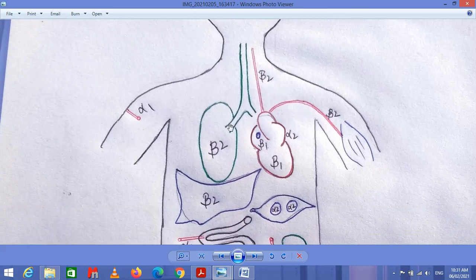Similarly, the beta 2 receptors are also present inside the lungs. The lung is mainly made up of alveoli and the pathways which provide airway to the alveoli. So the trachea, the bronchi, and bronchioles, as well as the alveoli, all of this airway contains the beta 2 receptors. During stress condition, the beta 2 receptors are activated. When the beta 2 receptors are activated, all the airway gets relaxed, and the lungs are provided with more and more oxygen.